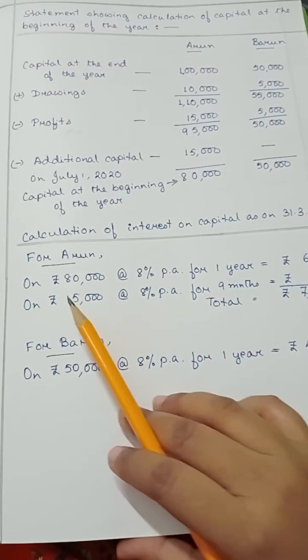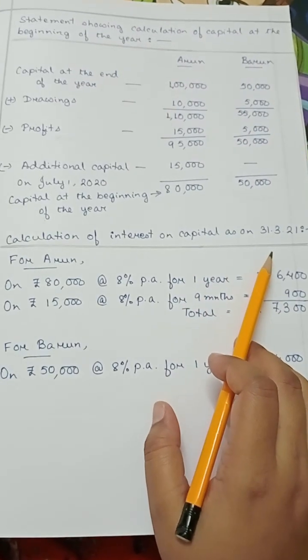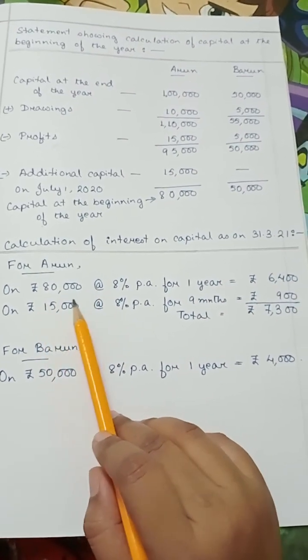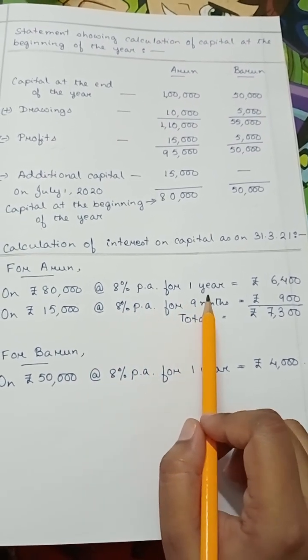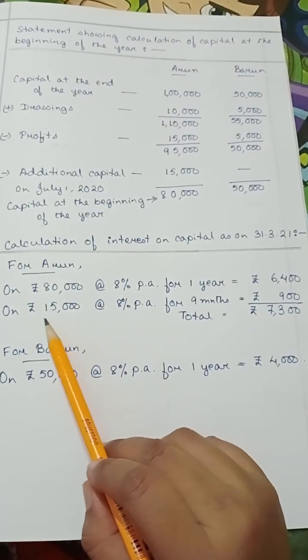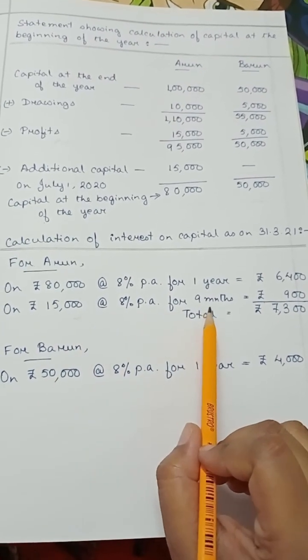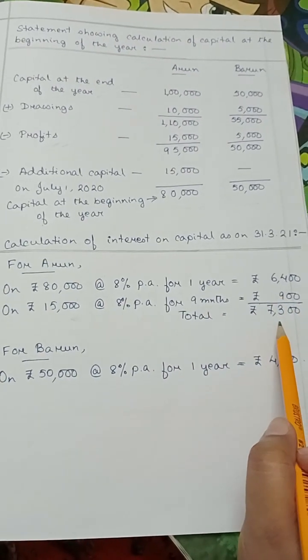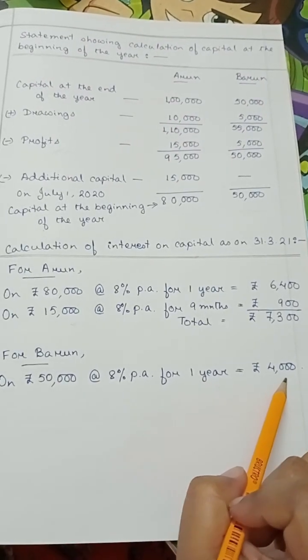Now you see calculation of interest on capital as on 31st March 2021. So for Arun, on rupees 80,000 at the rate of 8% per annum for 1 year, it is 6,400. And additional capital was introduced on July 1, 2020, that is for 9 months, it is 900. For Barun, it is for 1 year, so it is 4,000.